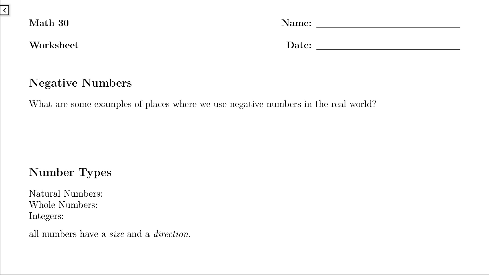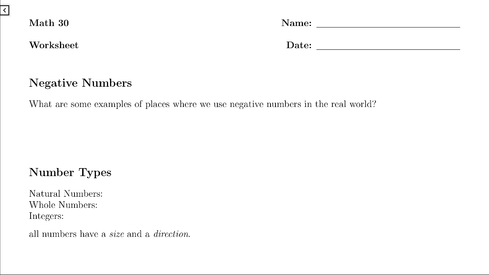Okay, so we're talking about negative numbers here, and specifically integers, and we'll talk about what that word means in a minute. So what are some examples of places where we use negative numbers in the real world? Pause, think about this, see if you can write down a few examples.